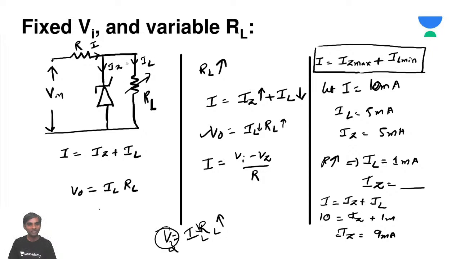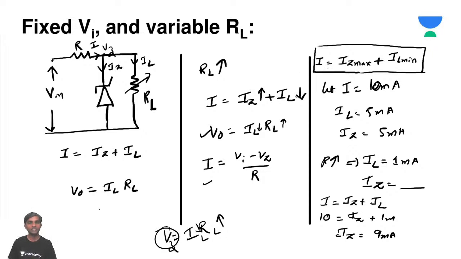So as IL is decreasing, IZ increases. Then what is the I value? Let's say the voltage here will be Vz. Obviously it's going to be Vi minus Vz by R. You need not worry about this. So I is going to be Vi minus Vz by R. Now here comes the story.